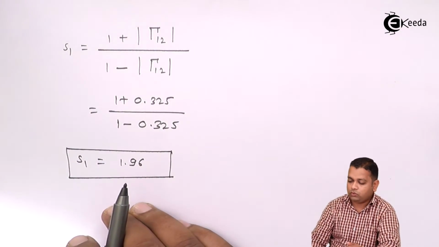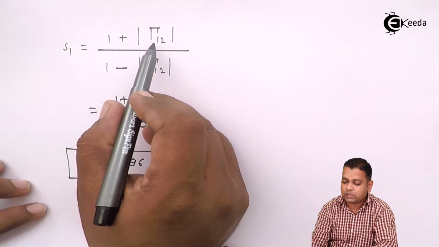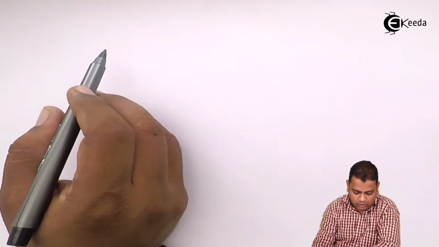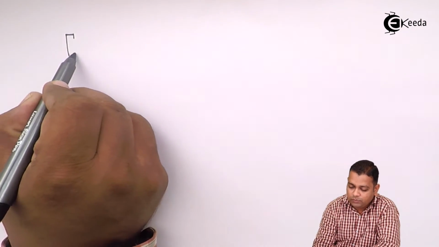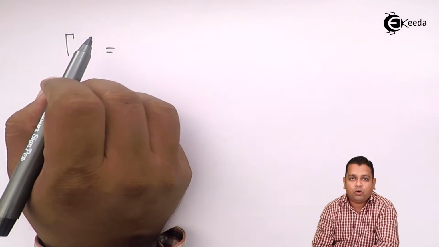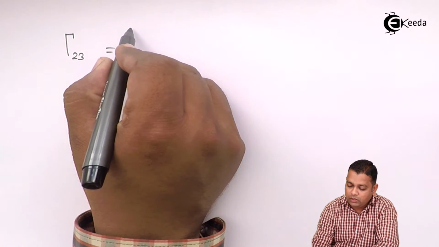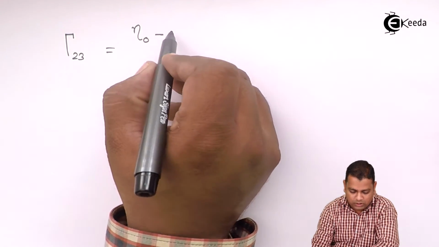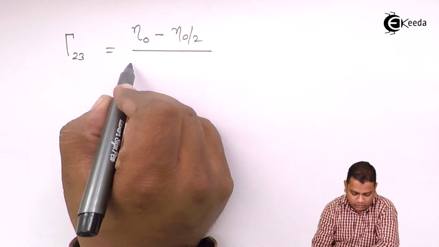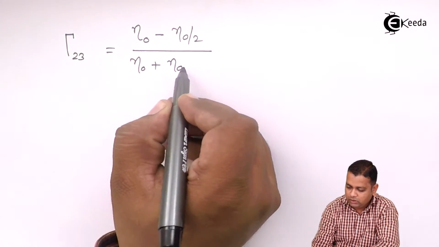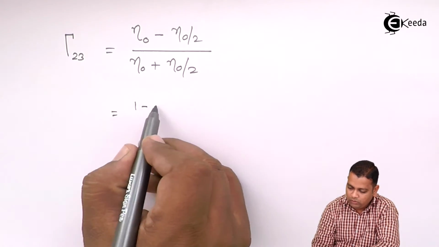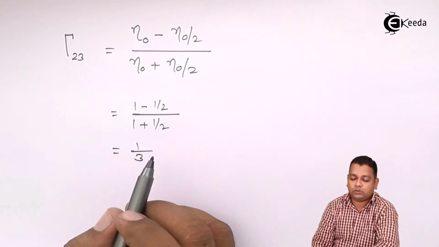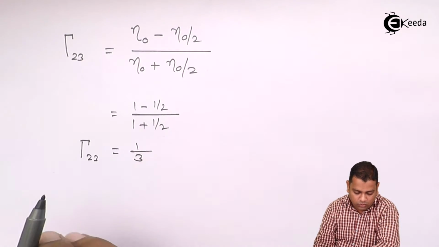Now for region number 2, we shall require a similar reflection coefficient for the interface between region 2 and region 3. We shall denote the reflection coefficient with gamma suffix 2 3. So gamma suffix 2 3 for region 2 to 3 will be given in terms of intrinsic impedances as eta 0 minus the intrinsic impedance of the middle region, eta 0 divided by 2, divided by eta 0 plus eta 0 divided by 2. This gives us 1 minus 1 divided by 2 upon 1 plus 1 divided by 2. So simply, the reflection coefficient gamma suffix 2 3 is equal to 1 by 3.